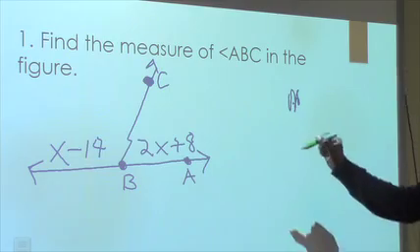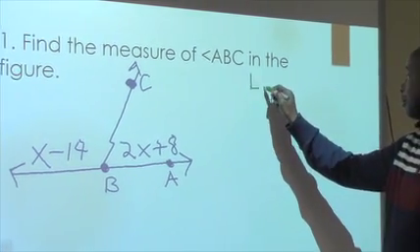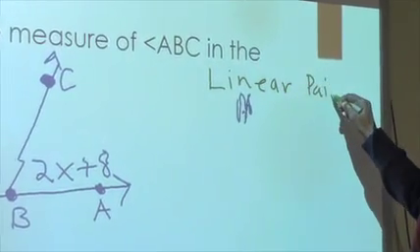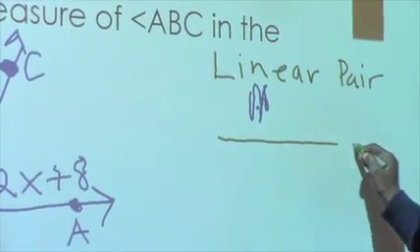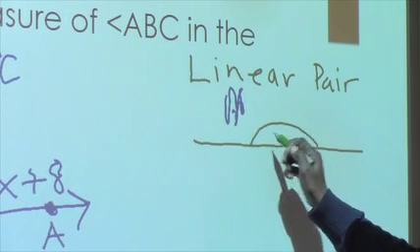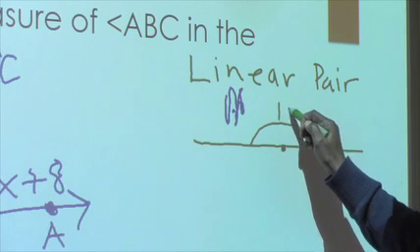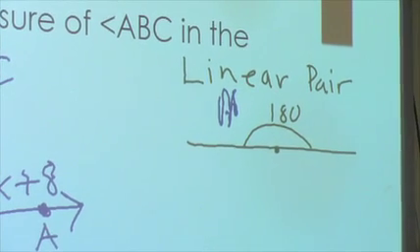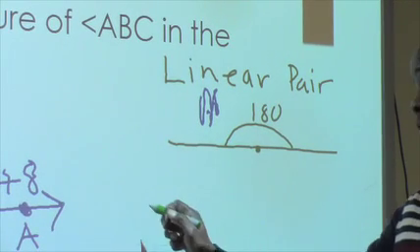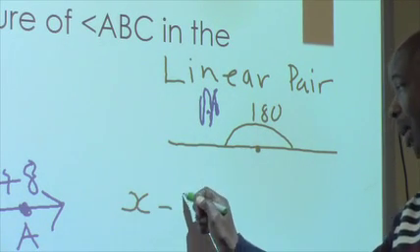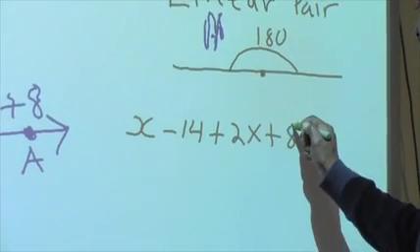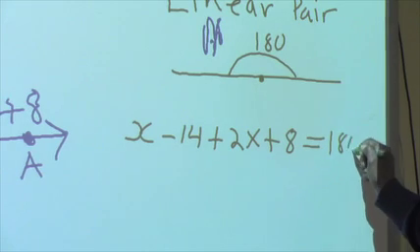So we said they are a linear pair because they form a straight line. They are on a straight line. So because they are on a straight line, that means we have a straight angle. So if I put the vertex here, the measure of a straight angle is 180. So the sum of the linear pair of angles would be 180 degrees. So that means we can say x minus 14 plus 2x plus 8 should be equal to 180 degrees.